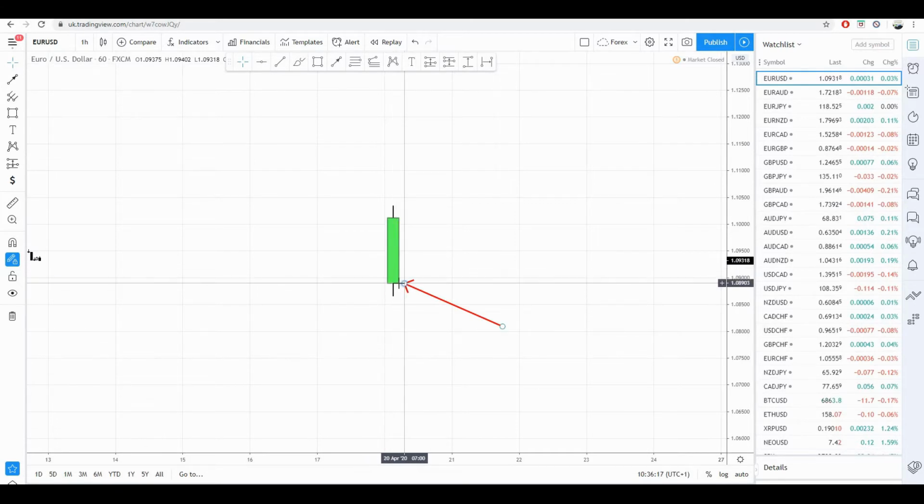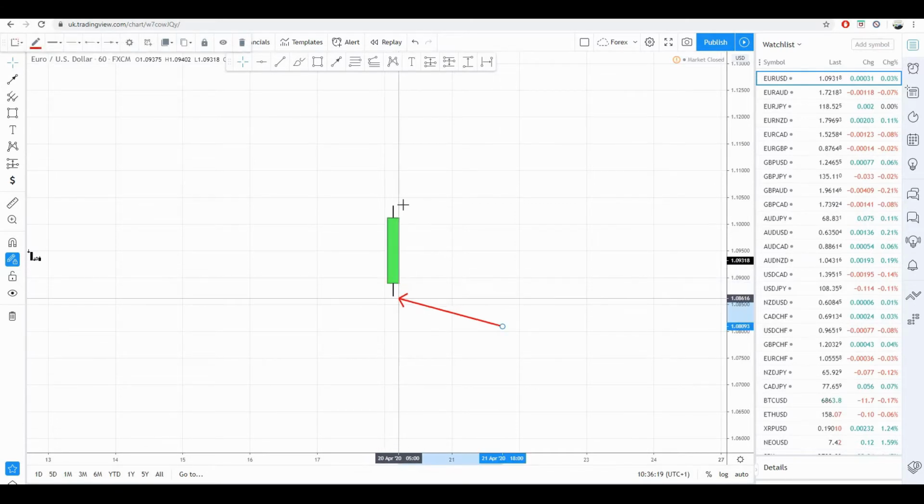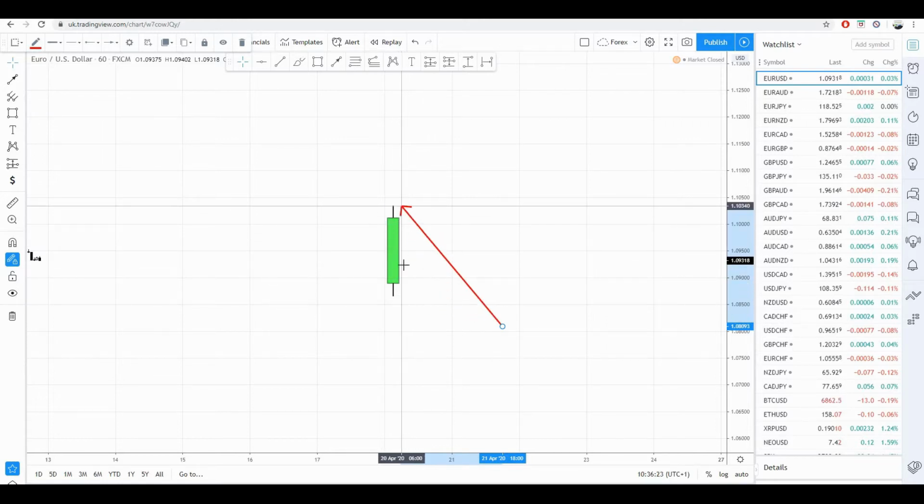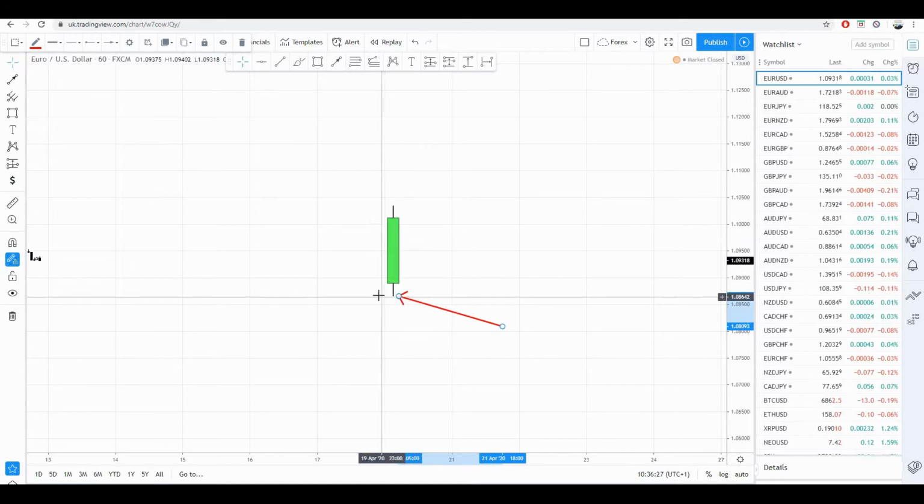Throughout the day then, price has moved down lower. Now we don't know when this has happened throughout the day. All we know is that throughout that day at some point price has moved down to this point here, which let's just call 1.08659 on the right hand side there.